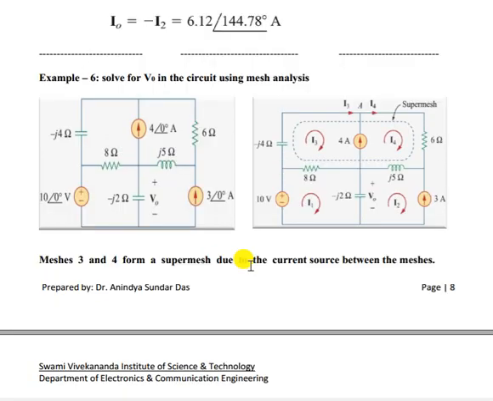Now say another problem. Here we have to solve for V0, so voltage across this capacitor. So we can apply mesh analysis. So how many meshes are there? Say 1, 2, 3, 4 meshes are there. Okay. Now what we can see between I3, I4, mesh 3 and 4, we have a current source common. Voltage drop across that we cannot find out directly. So we have to make a super mesh.